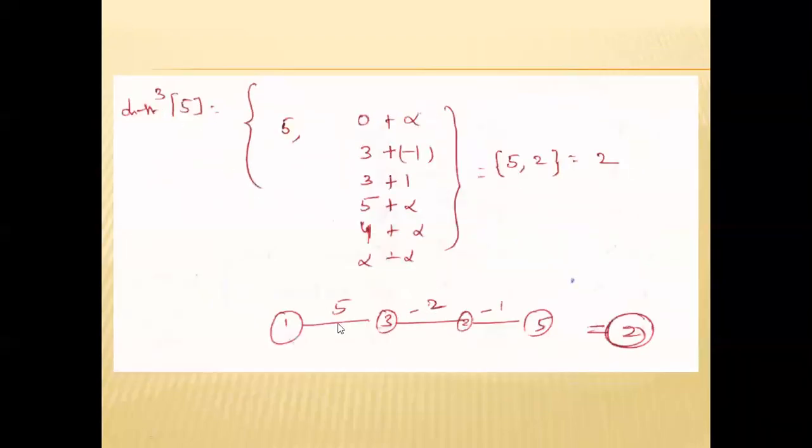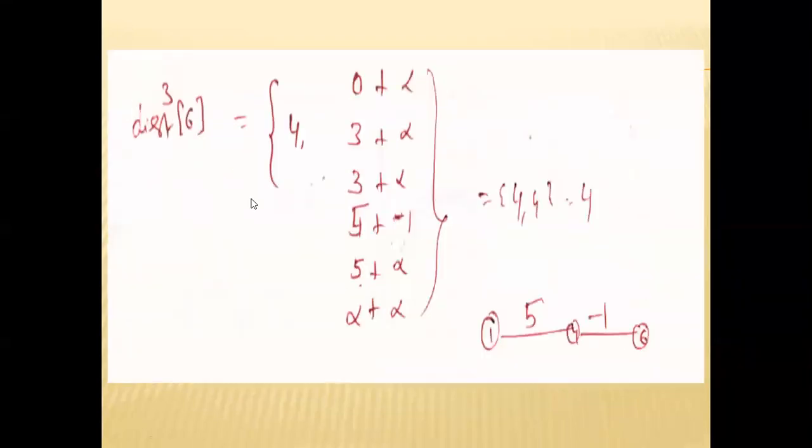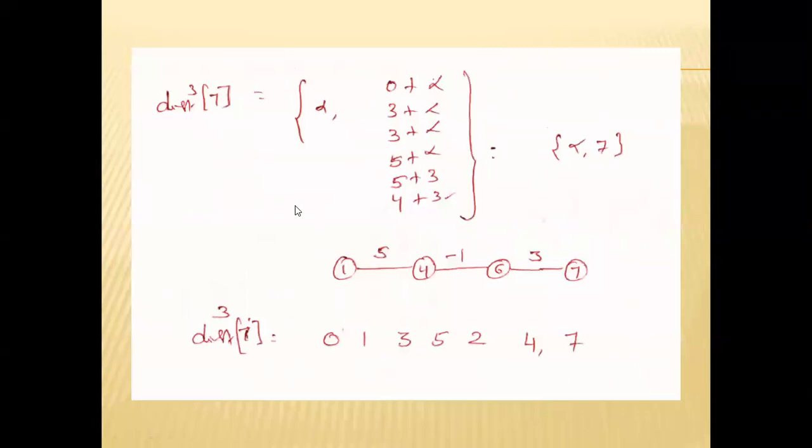It is distance power 3 equal to 5. The shortest path is 2. Next, distance power 3. We already calculated 4 by using two edges. Same, there is no path available by using two edges, 5 minus 1, 4. Next, distance power, suppose there is a shortest path available from 1 to 7. It is available by using three edges: 1 to 4, 4 to 6, 6 to 5. 5 minus 1, 4, 4 plus 3, 7.